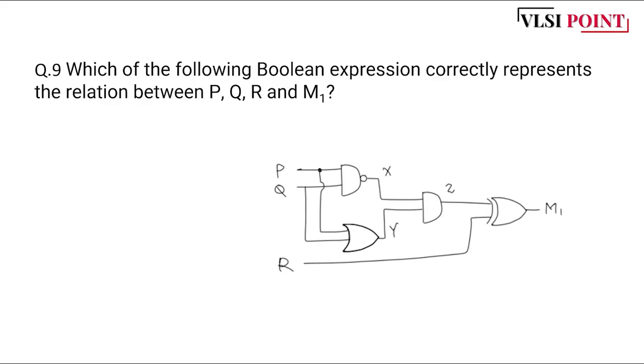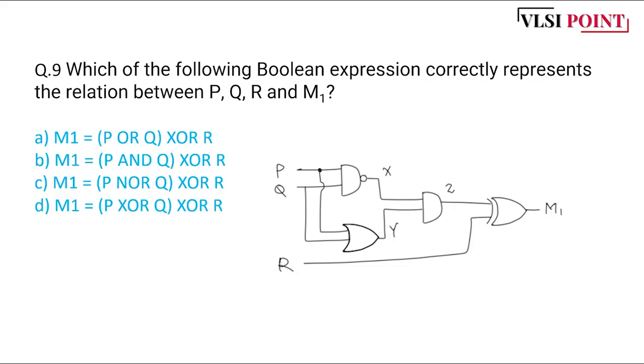Let's move to question number 9. Which of the following Boolean expressions correctly represents the relation between P, Q, R and M1? Okay, so M1 is the output. We have to just see what it represents in the form of those gates, right? For example, option A: M1 is P OR Q XOR with R, P AND Q XOR with R, P NOR Q XOR with R, P XOR Q XOR with R.